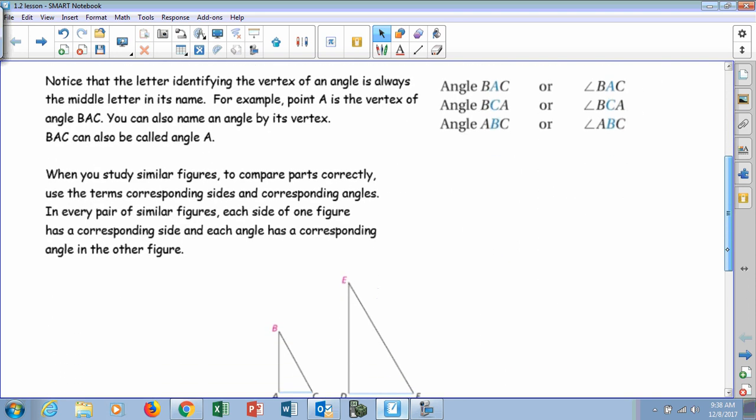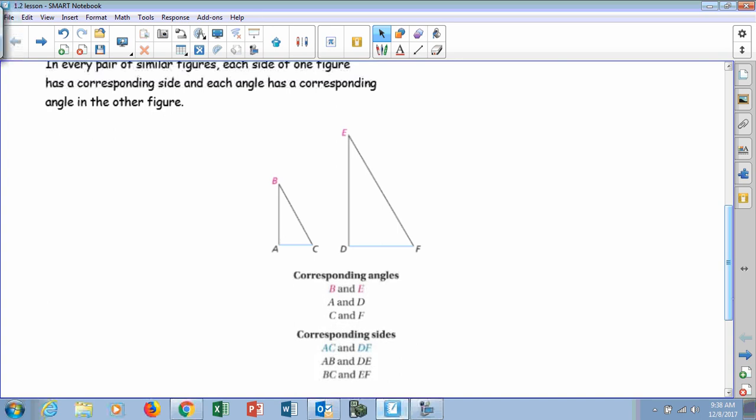So down here, we have two triangles. When we say corresponding sides, AC and DF are corresponding sides. AB and DE are corresponding sides. And BC and EF are corresponding sides. That means they're basically on the same part of the triangle. They're just not the same what? Length. One is bigger than the other.